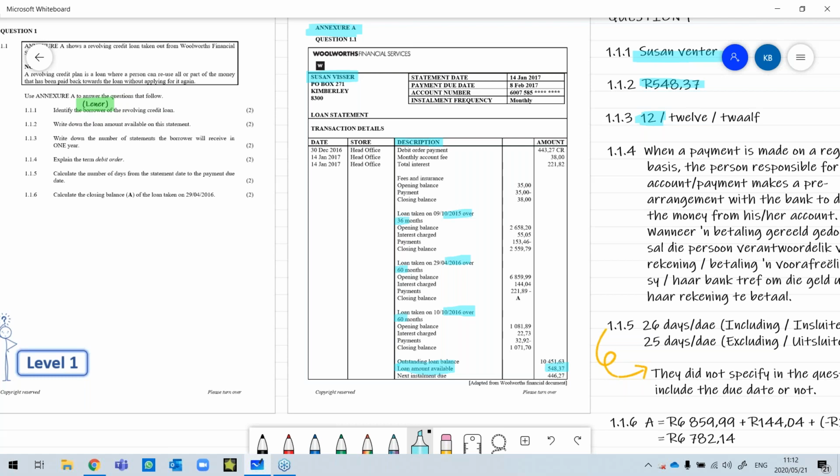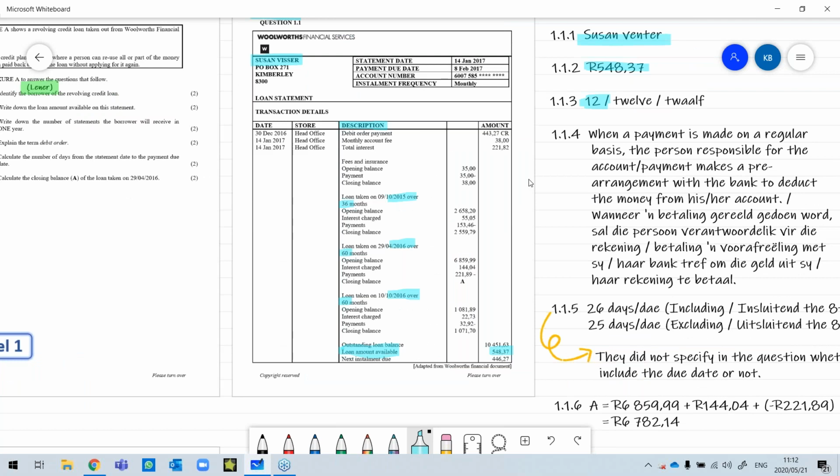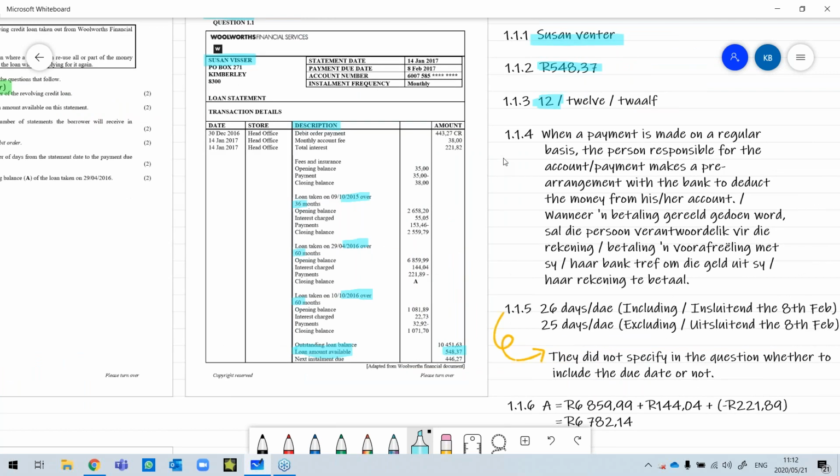Question 1.1.4. Explain the term debit order. Now, there are many different ways. Once again, this is a question where you can use your own words. There's not a set description that we expect from you. So there are many different answers that you can provide for a question like that, as long as you elaborate enough and you give a thorough explanation of what a debit order is, you should be fine to receive your marks. So when a payment is made on a regular basis, the person responsible for the account or payment makes a pre-arrangement with the bank to deduct the money from his or her account.